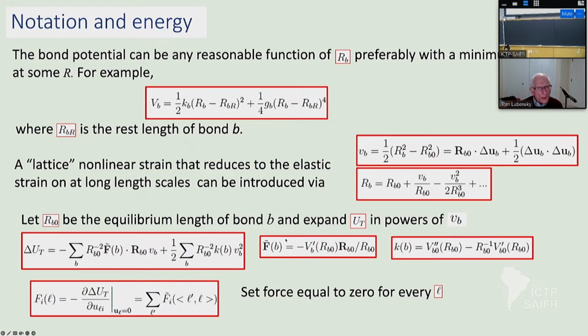So we plug this in to our VB. So VB can be expanded in powers of little VB, and we get the change in the potential energy relative to its rest energy, which has a quadratic term that looks like the spring. So this KB is the local spring constant, and the VB squared divided by RB naught squared is in fact going to be our strain, as we'll see in a moment.